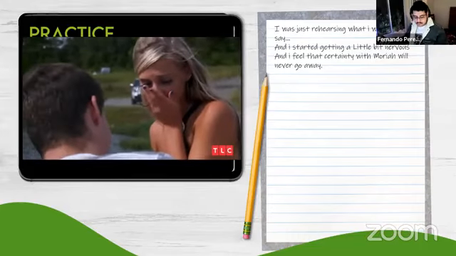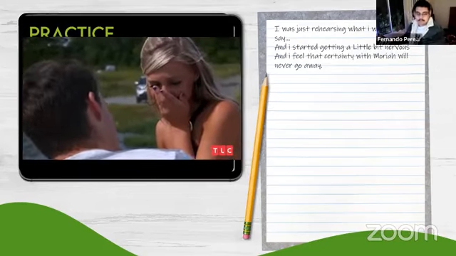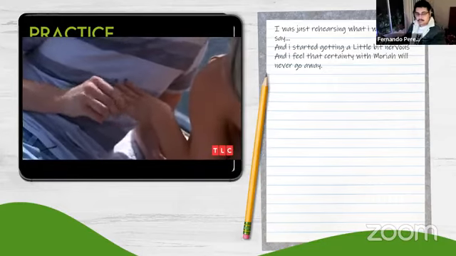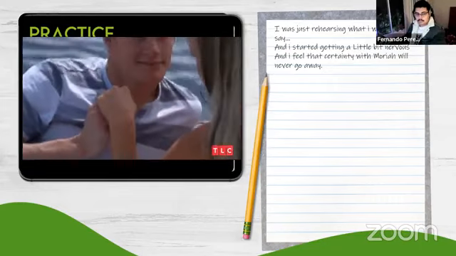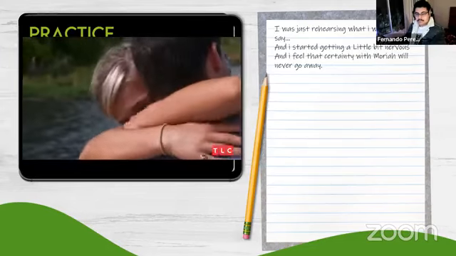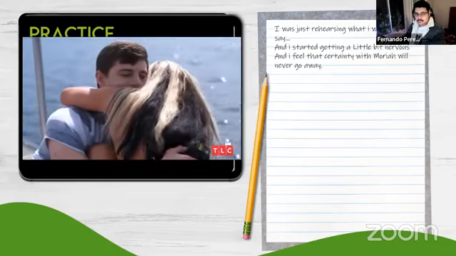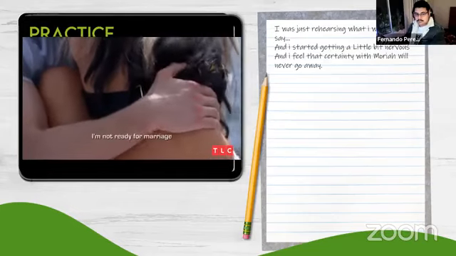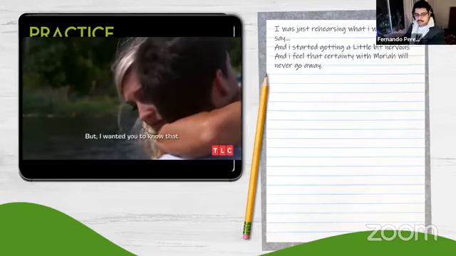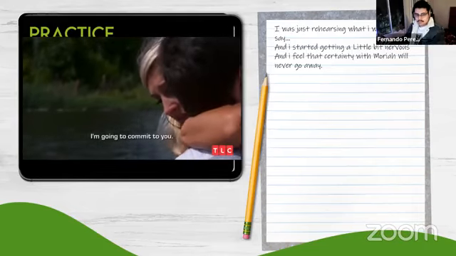It has the jasper stone in the middle of it. And anytime that we go through another rough spot, I want you to know that I'm going to choose you through that instead. I love you. I love you. I'm not ready for marriage right now. But I wanted you to know that those are my intentions, and I'm going to commit to you.